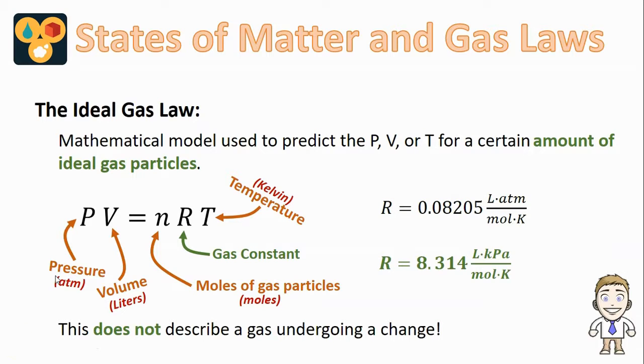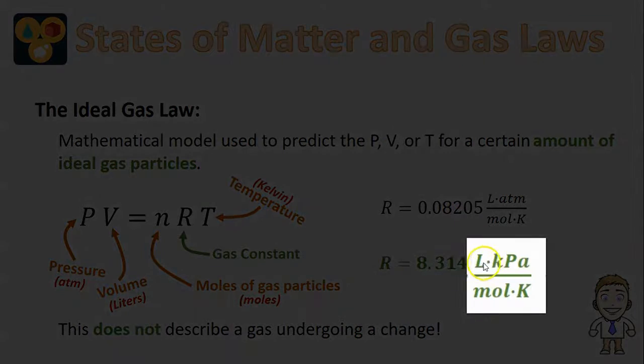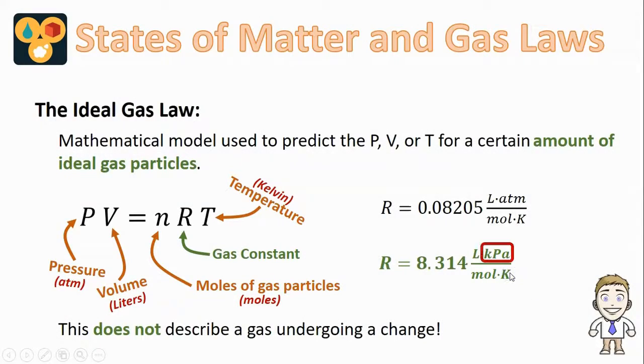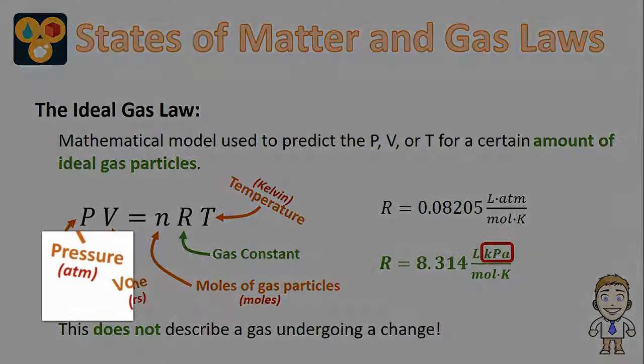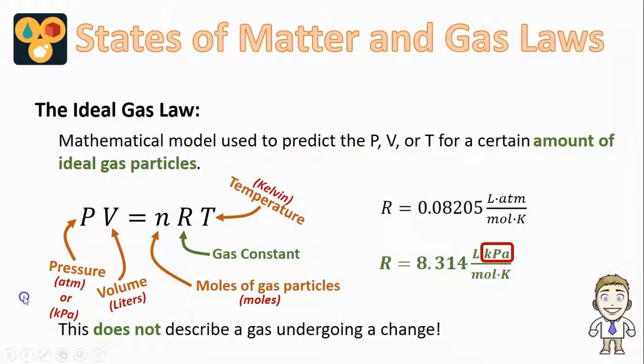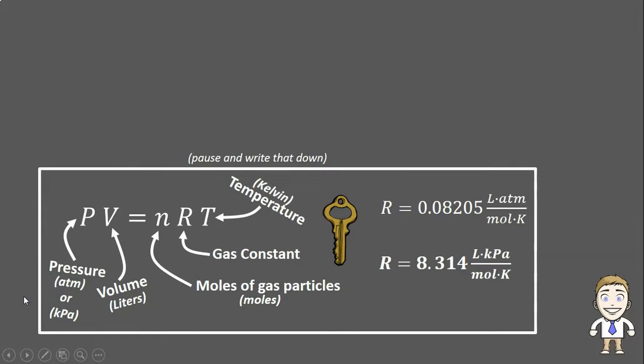If you wanted to use the other R value, 8.314, that's also completely okay as long as you make the units match that one. Now you might notice most of them are the same: liters, moles, and Kelvin. The only thing that's even different is the pressure, kPa. So if I want to use 8.314, then I wouldn't plug in atm, I'm going to plug in kPa instead. That equation and those R values are your key ideas for this video. Make sure you pause and take a minute to write them down.